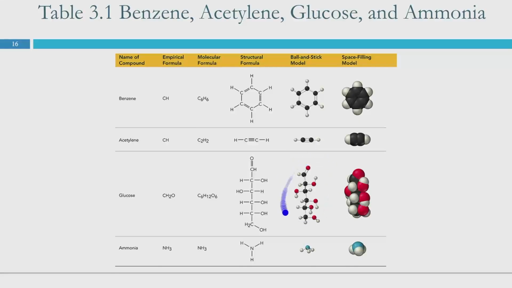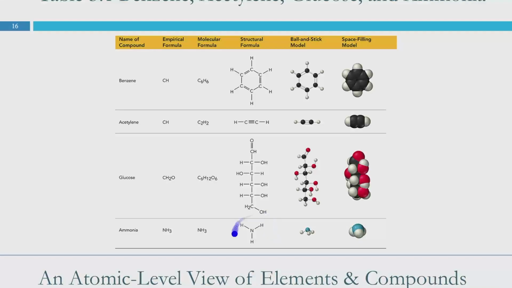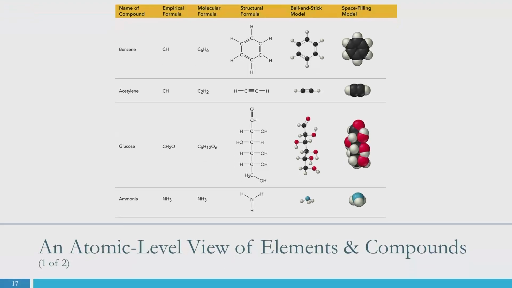Others of these kind of have 3 dimensions. They've tried to draw in for things like glucose and ammonia. So depending on how we draw in our structural formulas, we might get that 3-dimensional shape, but more likely, I think we probably won't.